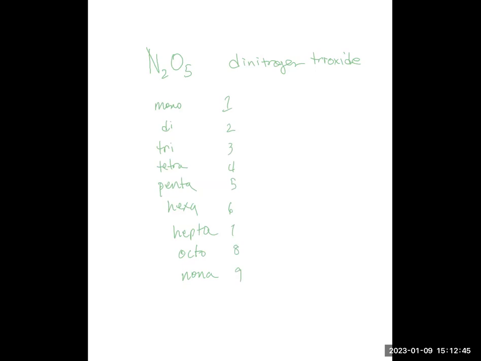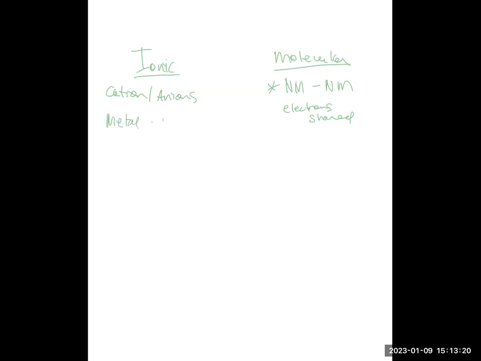Now, when you're naming these and you've got them all put together, we have a lot to remember. We have ionic and we have molecular. Molecular was the last one we just did. It's pretty easy. That's when you have a non-metal bonded to a non-metal. Very, very important, okay? Electrons are shared. Ionic, you have cations and anions. Even easier, is you have a metal to a non-metal. And electrons are transferred.